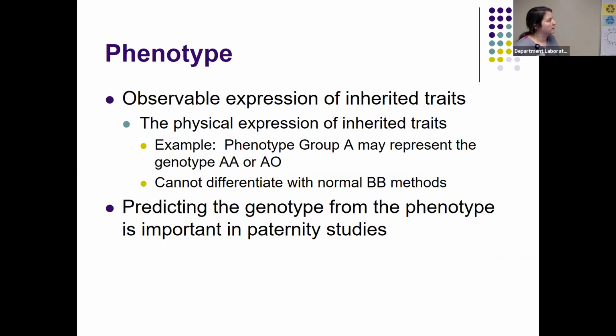So your phenotype is the observable expression of inherited traits. Like our patients that are A, their phenotype is A, their genotype would be AO or AA. We can use this to predict paternity studies. It used to be used quite a bit, the ABO of mom and dad, to determine if a father was indeed the father. But now it's more molecular based. Now they do paternity testing, DNA.